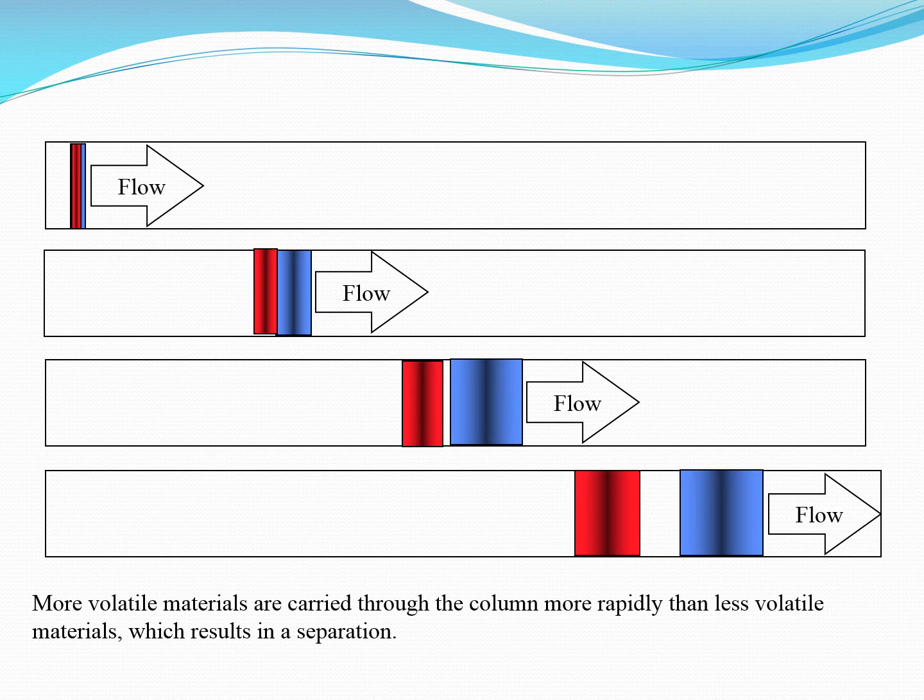This is a slide that shows the separation phases of the chromatography. Here we inject the sample with its two components, the red and the blue one, and the flow of the mobile phase is continuously present. Because the flow is continuously present and because of the difference in the substance between these two dyes, there will be a difference in the time of separation. And so these two samples or dyes or materials will separate at different times as shown in this diagram. The more volatile materials are carried through the column more rapidly than the less volatile materials, which results in the separation.